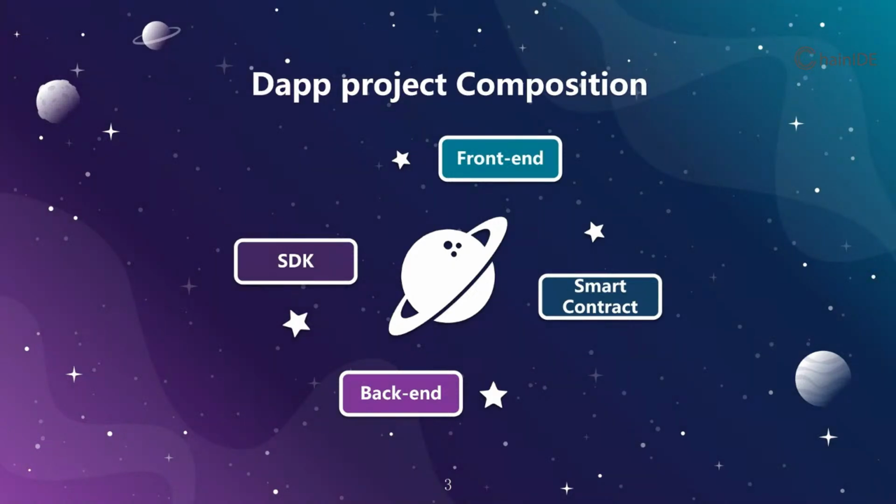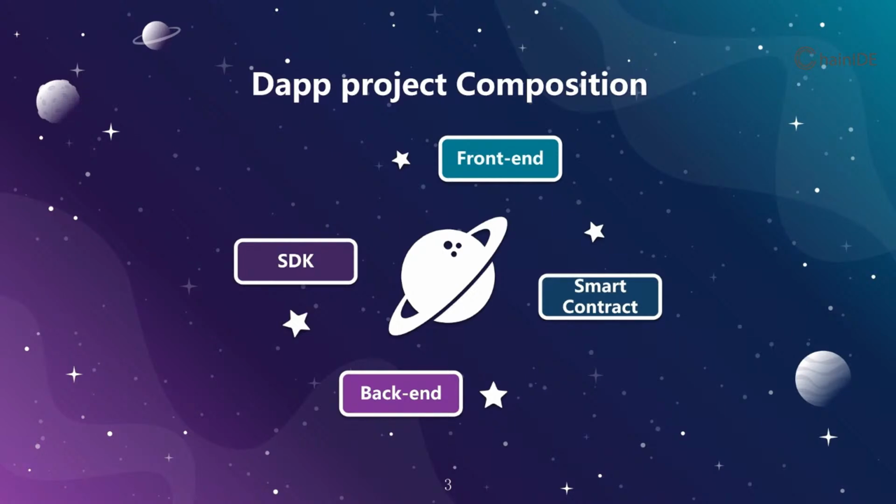Here, I summarize the four parts needed to make a dApp. The first one is the front end. Not every dApp will have a front end. You can directly interact with the smart contract by a local program or blockchain explorer. But if you want to provide users with a better experience, a good front-end interface is indispensable.